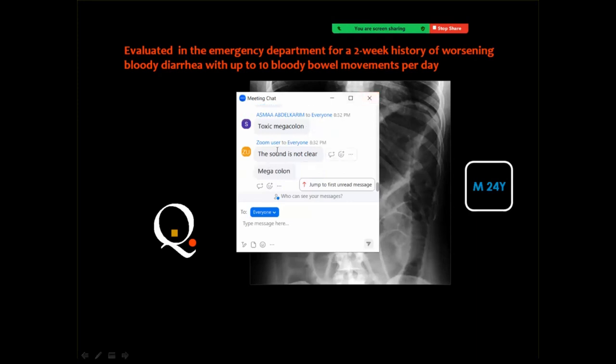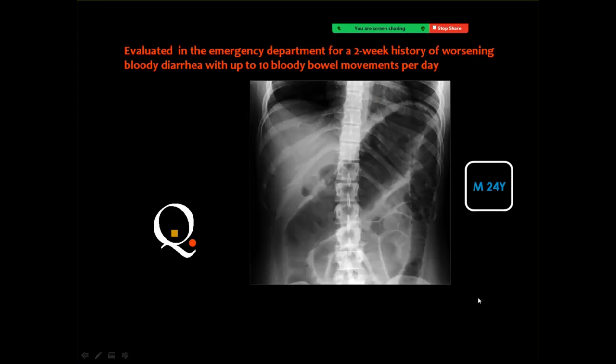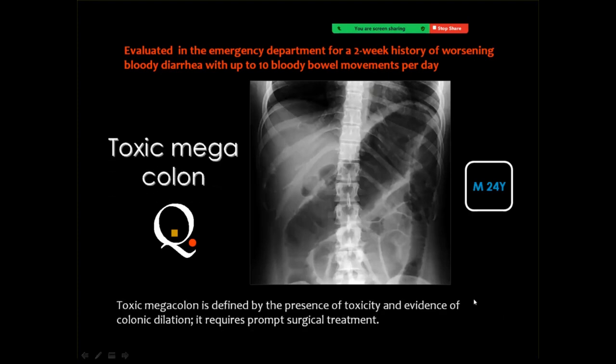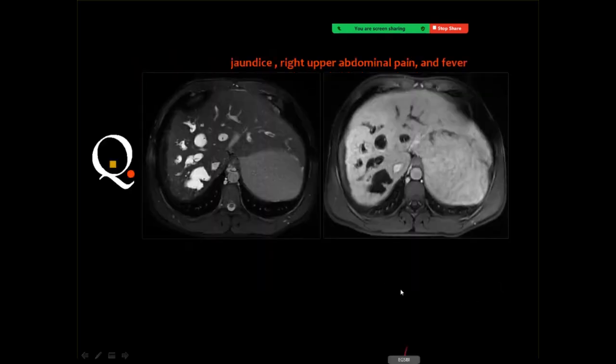Yes, they have toxic megacolon. That is the right answer. And you know that toxic megacolon may primarily affect the transverse colon, and the diagnosis is settled if the diameter of the transverse colon exceeds 6 centimeters. Okay. Next case.